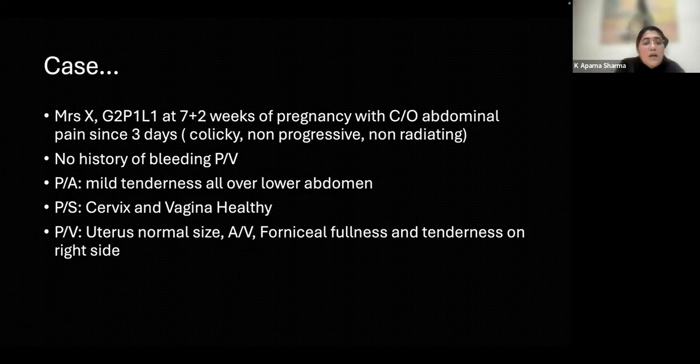So I think that's something that we have to keep in mind when we are managing pregnancy of unknown location. So, coming to the next case.